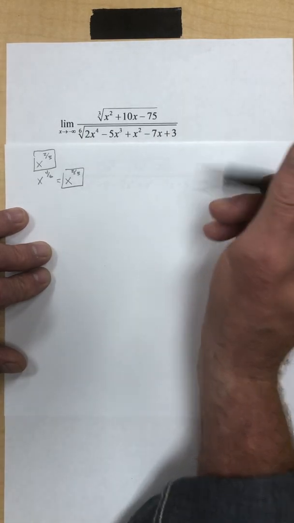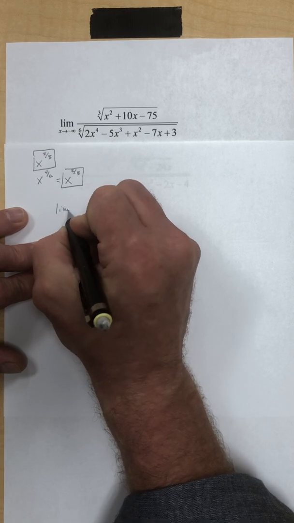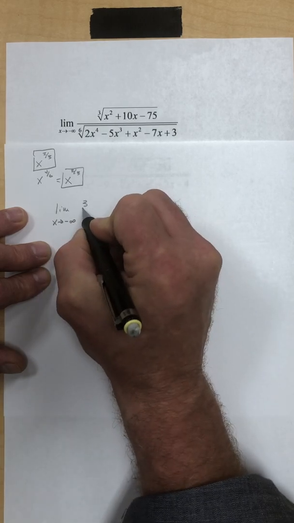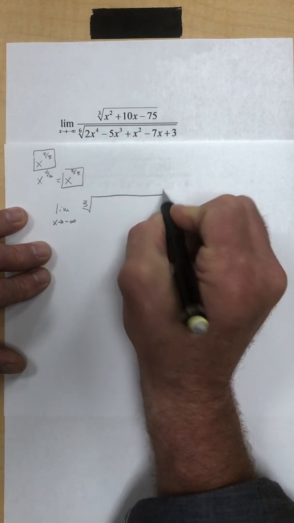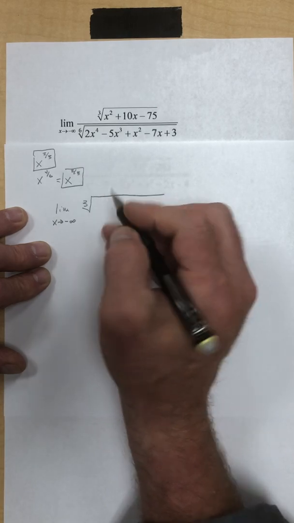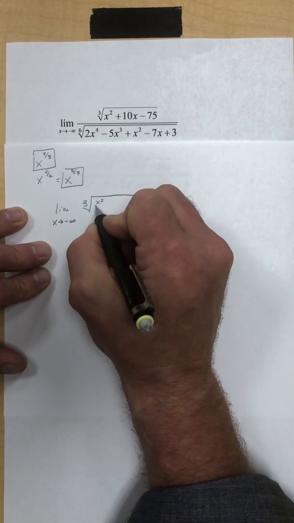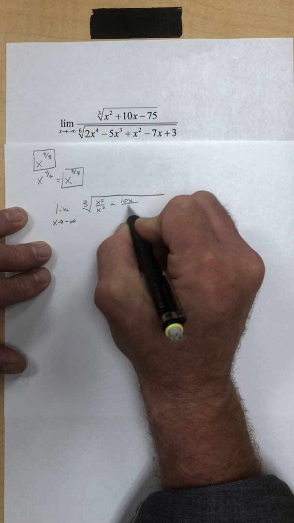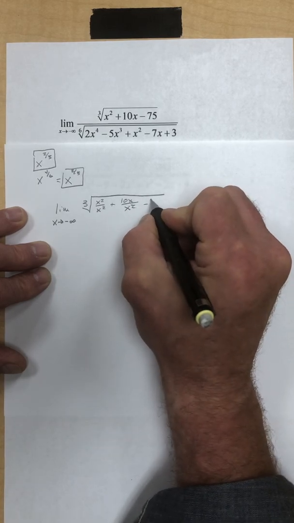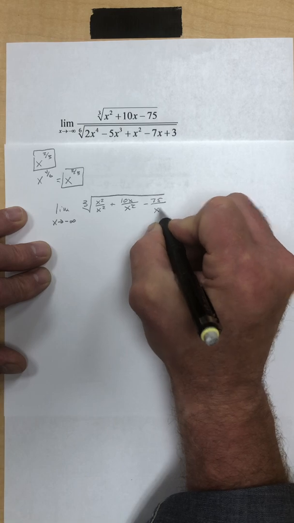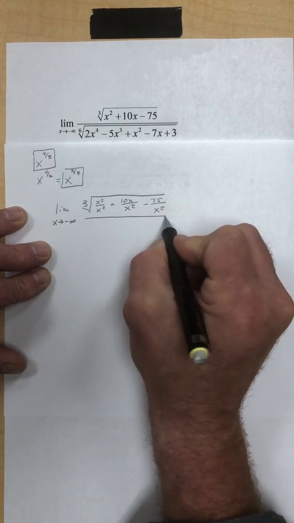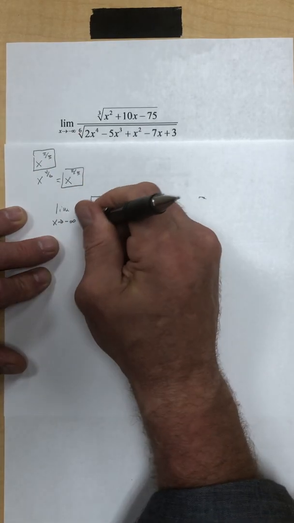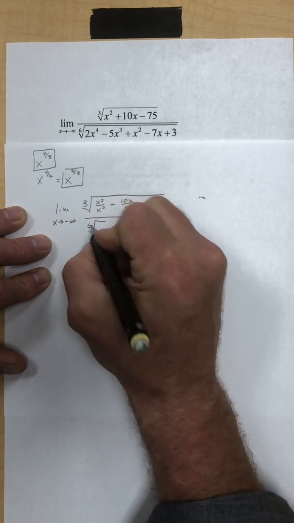x squared underneath. So we're going to get the limit as x approaches negative infinity of the cubed root of, and when I go underneath I'm dividing by x squared, so it'd be x squared over x squared plus 10x over x squared minus 75 over x squared. Then down below we have the sixth root. I'm sorry, I'm writing cubed root. 7 o'clock in the morning, guys.